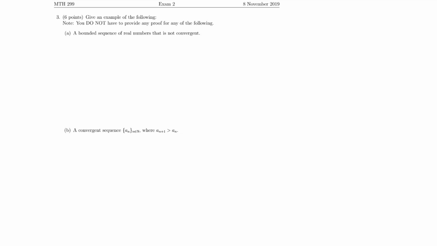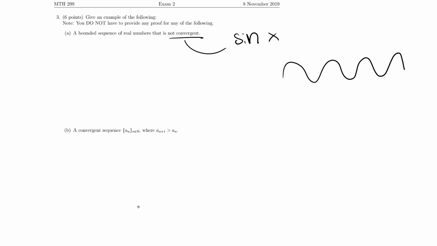Okay. So let's see. If I'm thinking about not convergent, one of the things I think about is sine or cosine. So sine of x, for example, is not convergent because forever and always it just goes like this. So sine of x on its own. You can multiply sine of x by things that make it... and they have to be bounded.